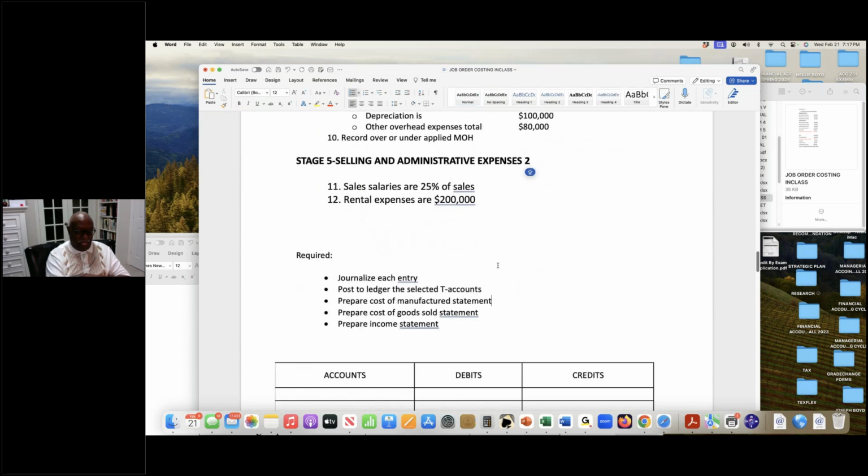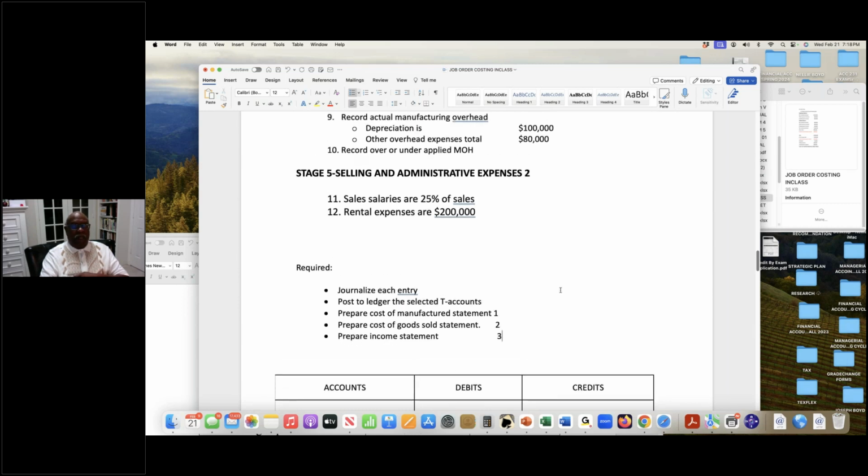And then cost of goods manufactured statement, team one, income statement, team two. Now you have your homework credit, but only half of that's what you submit in Blackboard. The balance of your credit is going to be based on what you present in class on Monday. Any questions?